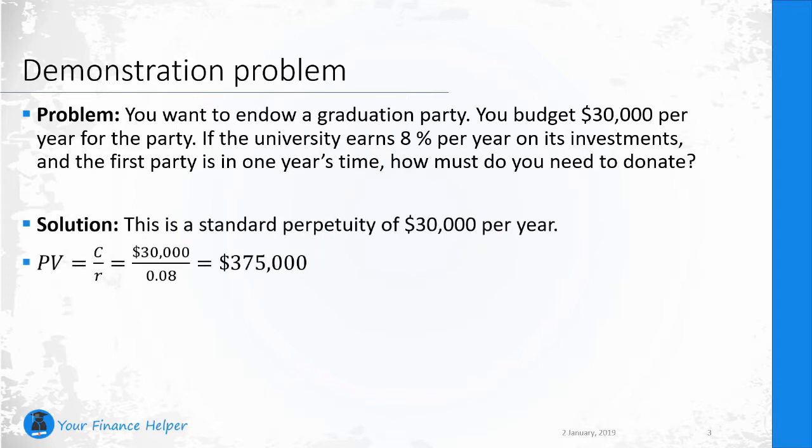So the solution is that this is a standard perpetuity of $30,000 per year. We use the present value formula for perpetuity, which was our cash flow divided by the interest rate. So $30,000 divided by 0.08 is equal to $375,000. So if you today invest $375,000 and the university earns 8% per year on its investments, then they will be able to withdraw $30,000 for a graduation party continuously, forever.